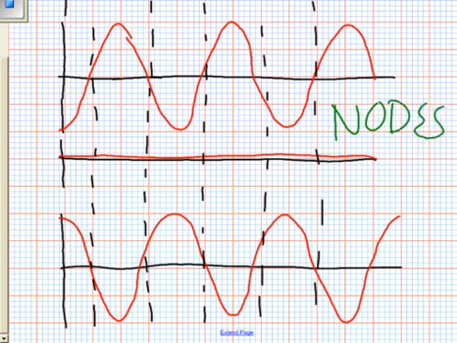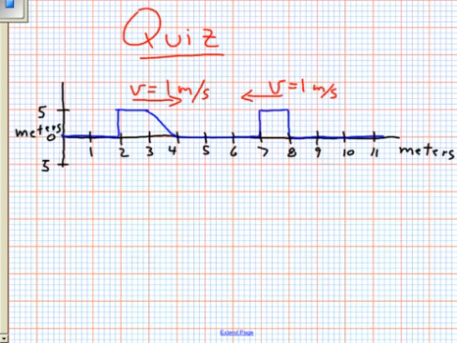Alrighty? Here's your homework. Your quiz for tomorrow, sorry, you're working on your homework. Quiz for tomorrow is this. We have two waves. Now notice I drew some square and triangle waves here. One's kind of a trapezoid or something. One's a square. Then we're going to move towards each other. And my string is 11 meters long.